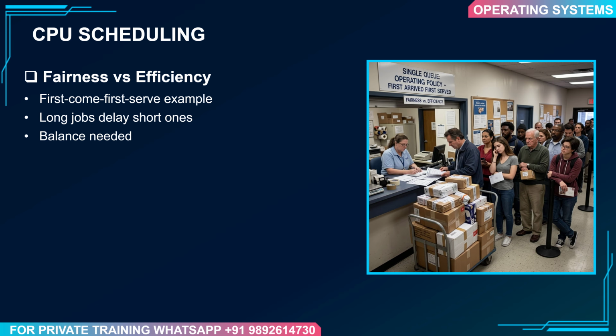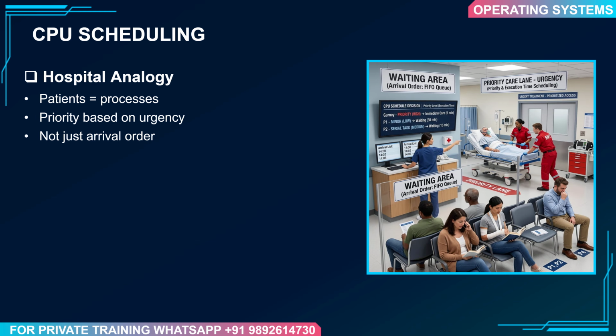Efficiency also matters. Let's take a real life example. Suppose you're at a hospital. There are patients waiting. One patient has a minor issue, another has a serious emergency. If the doctor treats patients strictly in arrival order, the emergency case might suffer. So instead, hospitals prioritize based on urgency. Similarly, CPU scheduling sometimes considers priority, execution time, or responsiveness.